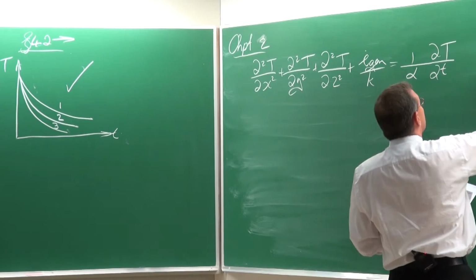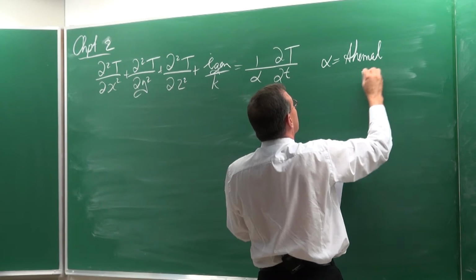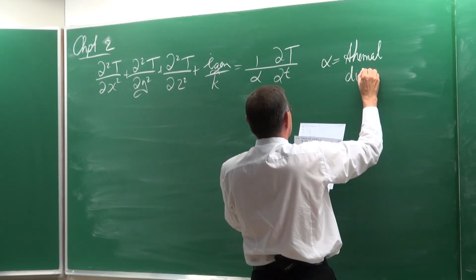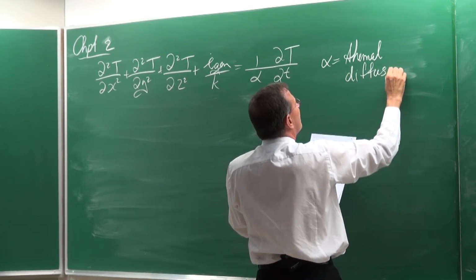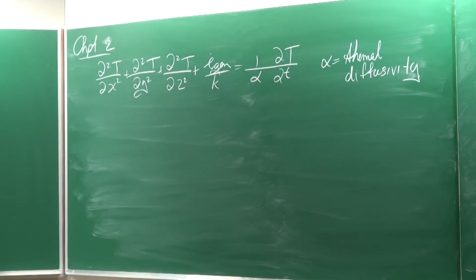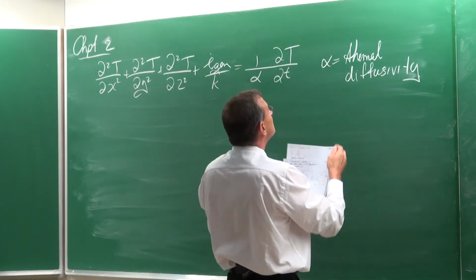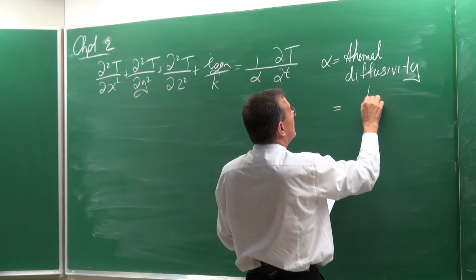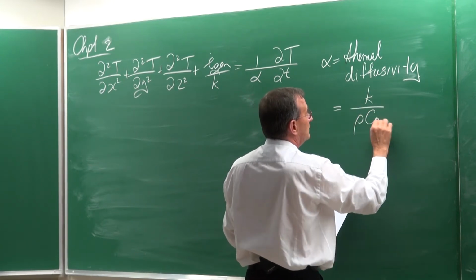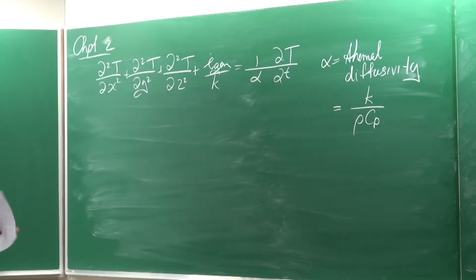And this alpha is the thermal diffusivity. If you can't remember, it's the thermal diffusivity, and it is equal to k divided by rho Cp. So that is the general equation in 3 dimensions.